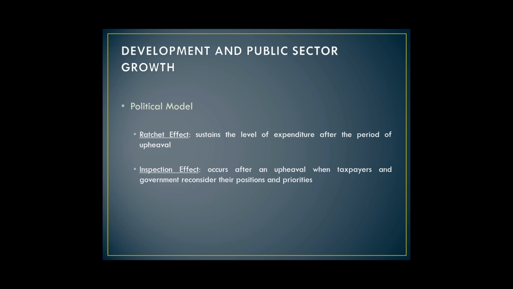Therefore, the government sustains the level of expenditure after the period of upheaval, and taxpayers become accustomed to a higher level of tax. Also, there will be a higher level of debts being incurred by the government in this kind of setting. On the other hand, the inspection effect occurs after an upheaval when taxpayers and government reconsider their positions and priorities.